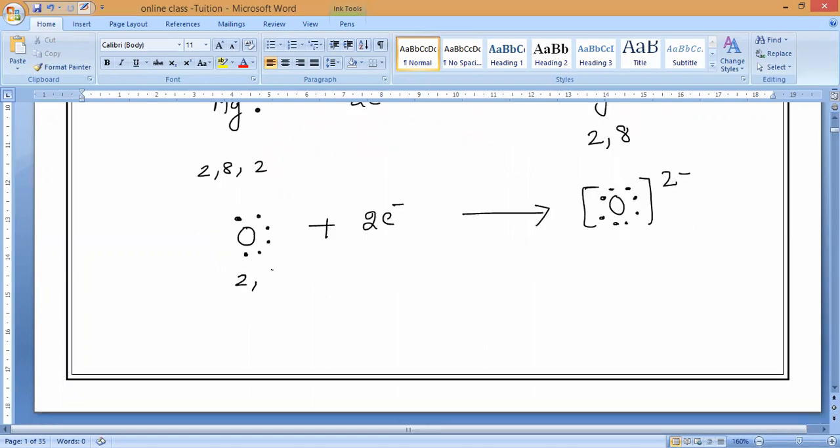So here 2, 6 is present, and here how much will it be? 2, 8. So what is the nearest stable electron configuration? Neon. Correct? You should remember that. So now write what it will come.